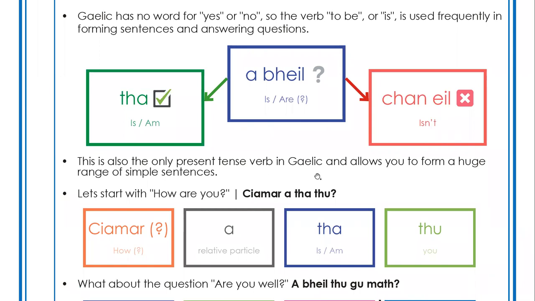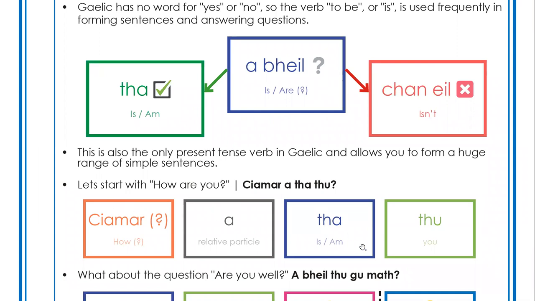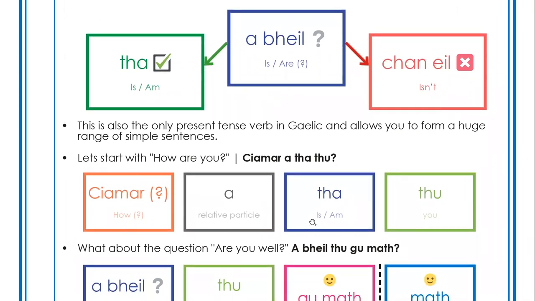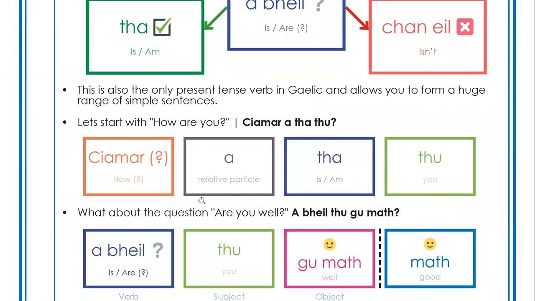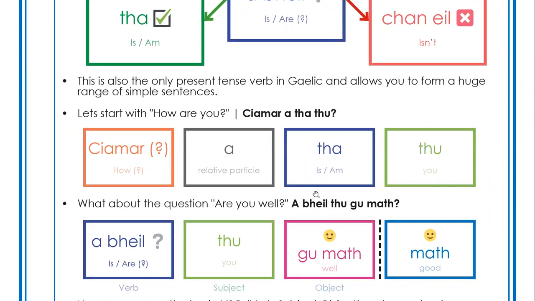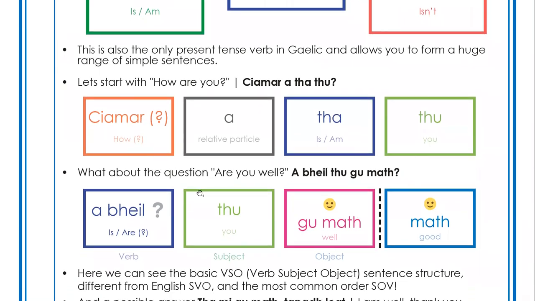This is also the only present tense verb in Gaelic, so it allows you to talk about a huge range of simple sentences. So let's start with how are you? Ciamar a tha thu? How are you? Ciamar a tha thu? So we have thu, you, is the pronoun, tha the verb to be, ciamar, how, as the interrogative, the question.